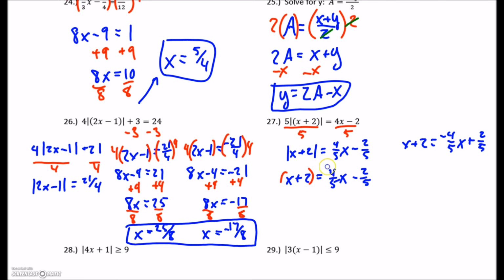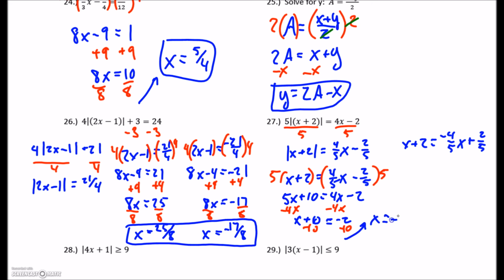The first thing I'm going to do is get rid of these fractions by multiplying each side by 5. When I do that, that gives me 5x plus 10 equals 4x minus 2. Now I'm going to get the x's on the same side, so I'm going to subtract this 4x from each side. So I've got x plus 10 equals negative 2. And now I just have to subtract this 10 from each side. So I find out that x equals negative 12.